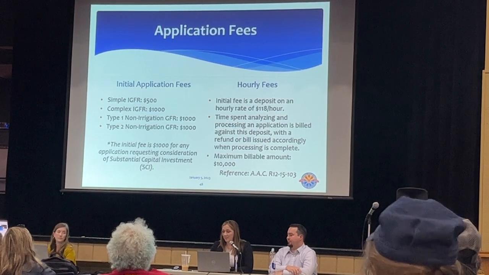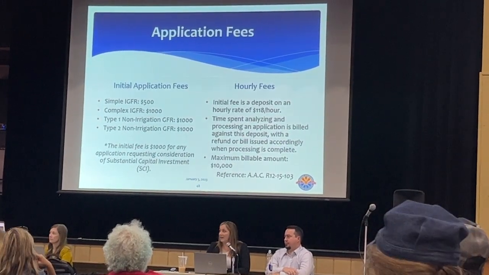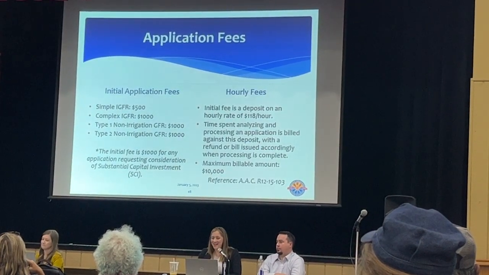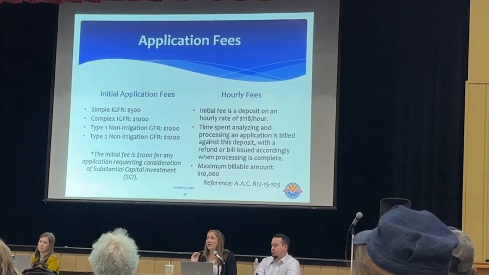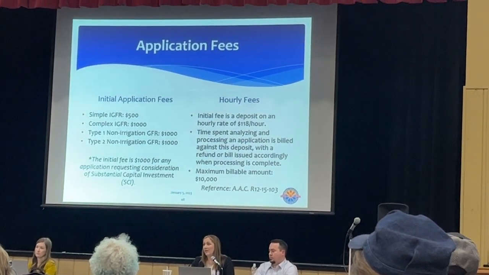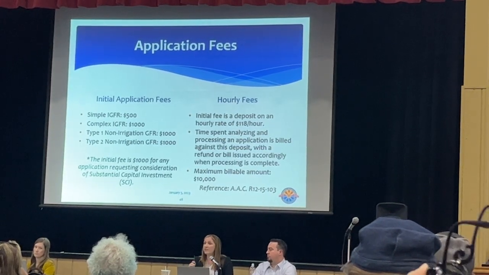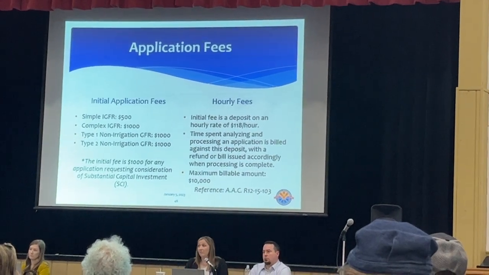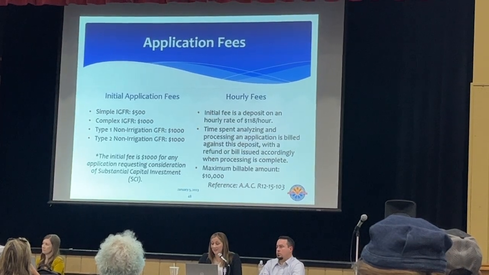Unfortunately, at this time, ADWR does not have flexibility on these fees. These rules, or excuse me, the fees are set in rule. We understand that the fees are high, but at this time, ADWR does not have flexibility on these fees.